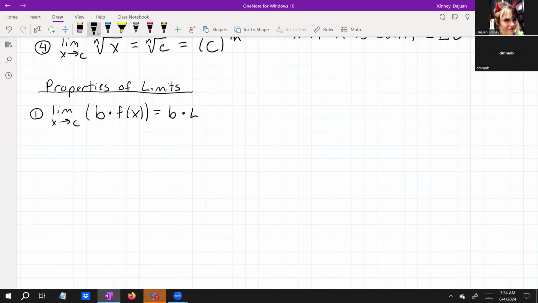I forgot to write in, let me write this in blue. The limit as x approaches c of f of x equals some value L. The limit as x approaches c of g of x equals k. And our b and c are constants, as they were above. So we'll need that. Basically this says if you take a constant times our function, our limit is the constant times the limit. And we'll do some examples. The examples aren't very interesting until we get these properties.